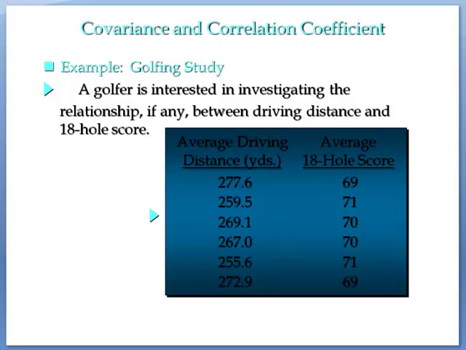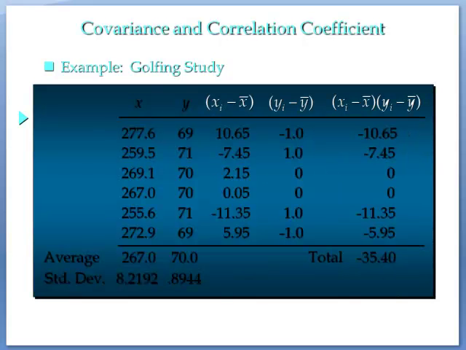So here's a simple example. Let's take 6 observations for the average driving distance and the average 18-hole score. Here is how we would calculate the covariance and the correlation coefficient. So, first, for each column, calculate the mean, 267 for distance and 70 for the score.